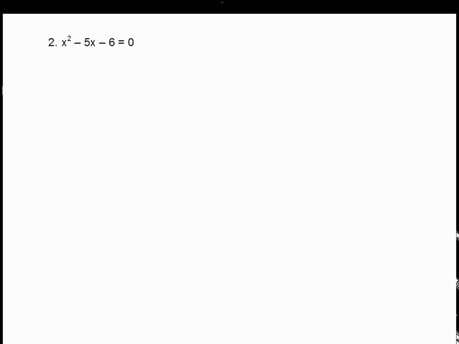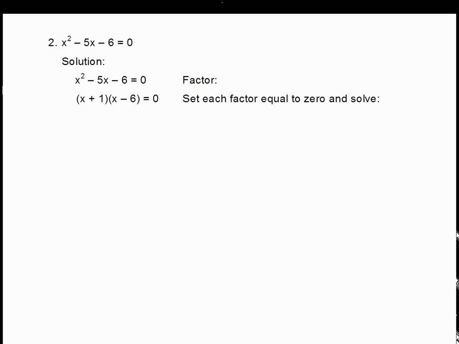Number 2, I have x squared minus 5x minus 6 equal to 0. Okay, it is equal to 0. It is in correct order. So I need to factor. I need to find numbers whose product is negative 6 and whose sum is negative 5. It looks like 1 and negative 6 works.